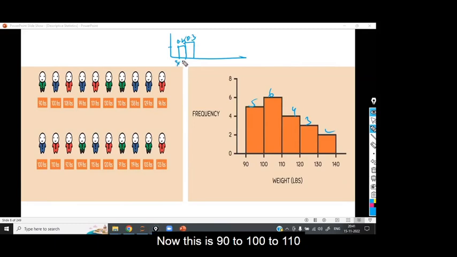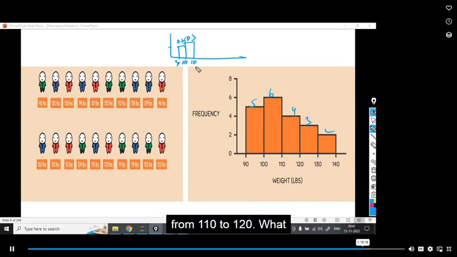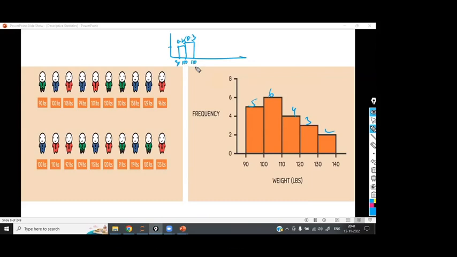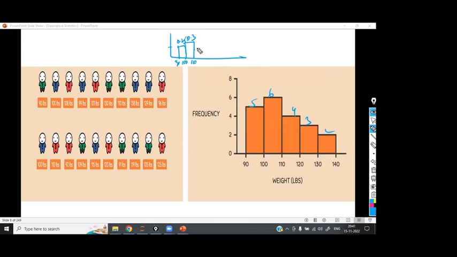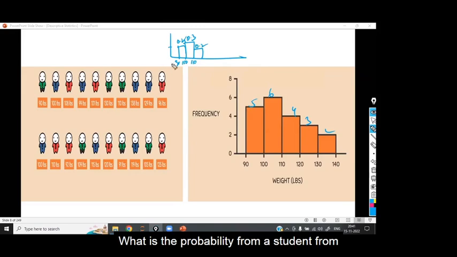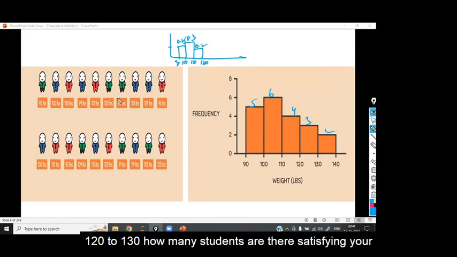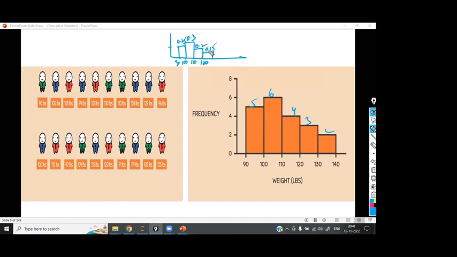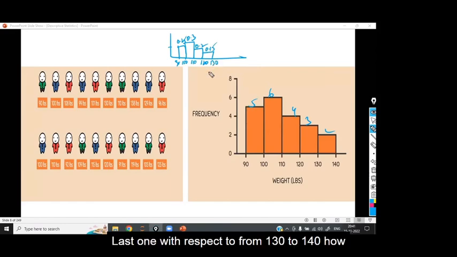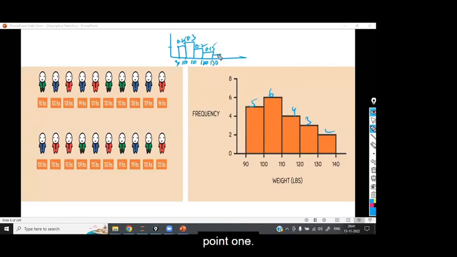Now this is 90 to 100, 100 to 110. From 110 to 120, what is the probability? 4 students are there. 4 by 20, which is nothing but 1 by 5, which is 0.2. What is the probability of a student from 120 to 130? How many students satisfy your condition? 3 students are there, out of 20, 3 by 20, which is 0.15. Next, the last one, from 130 to 140, how many students are there in the given data? 2 students are there. 2 by 20, which is 0.1.